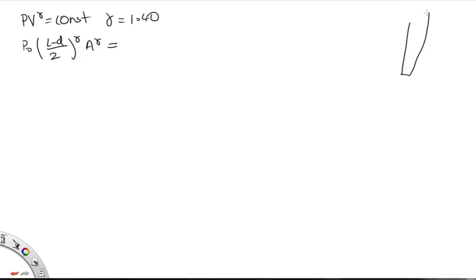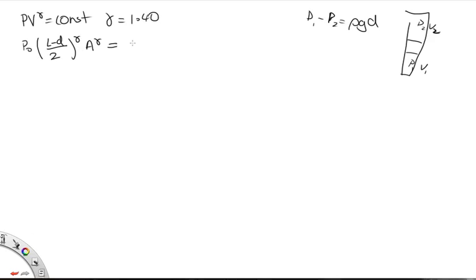Okay, now we need to do it for the adiabatic case, which is where PV to the gamma is constant. And we're told that in this case, gamma is equal to 1.40. So we do this in a very similar way. We've got P naught V naught, the initial volume, (L minus D over 2) to the gamma A to the gamma is equal to, for 1, remember 1 was the one down the bottom, we've got P1 V1, P2 V2, and P1 minus P2 is equal to rho GD.